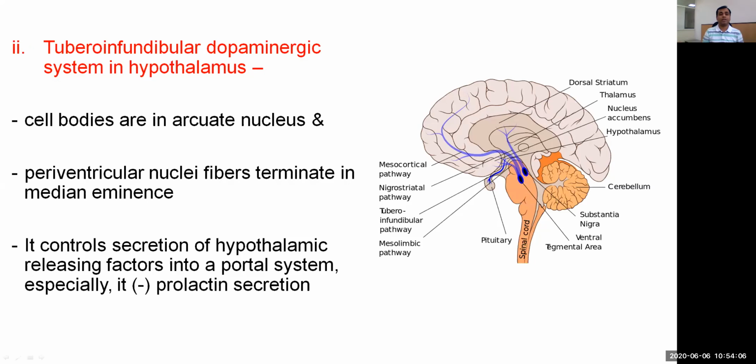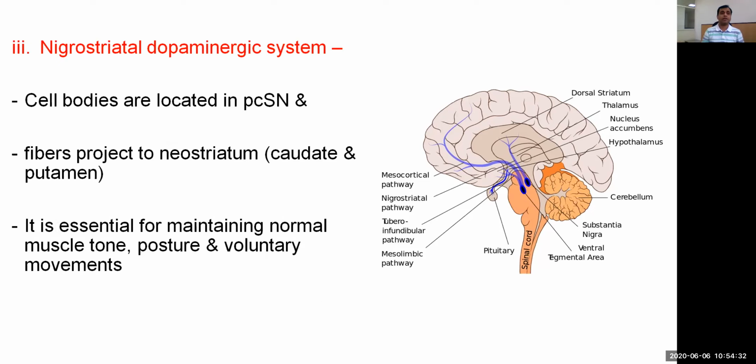Tubero-infundibular dopaminergic system in hypothalamus. Cell bodies are located in arcuate nucleus. Tubero-infundibular. Particular part here somewhere the arcuate nucleus is. Periventricular nucleus and periventricular nuclei fibers terminate in the median eminence, and thereby it controls the secretion of hypothalamic releasing as well as inhibitory factors into the portal system. Especially it has got a role in inhibiting the prolactin secretion.